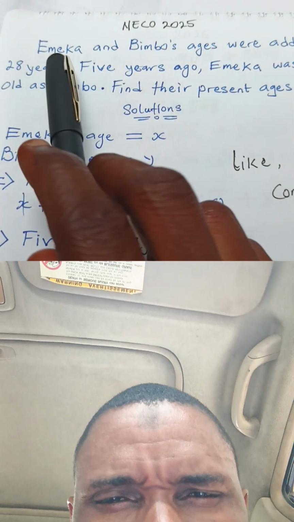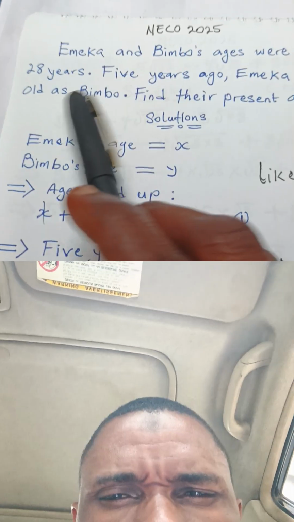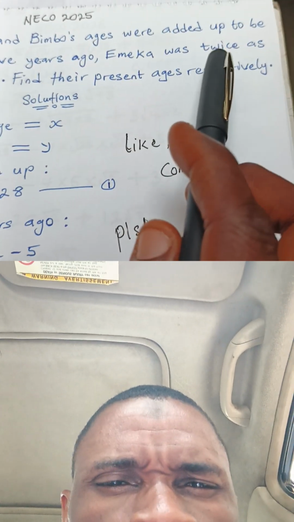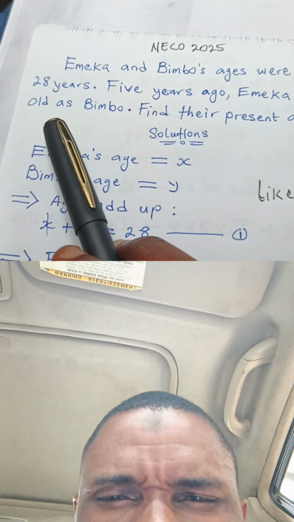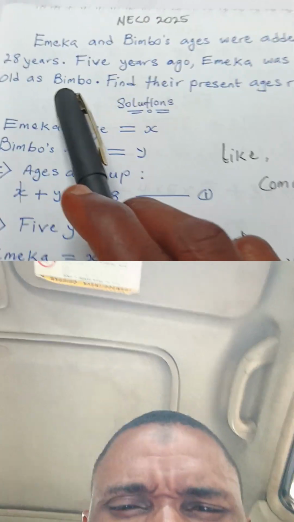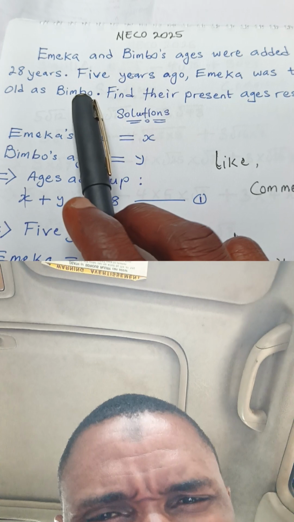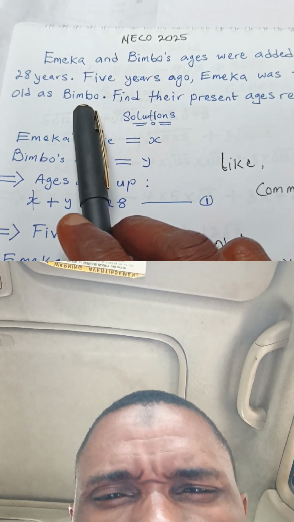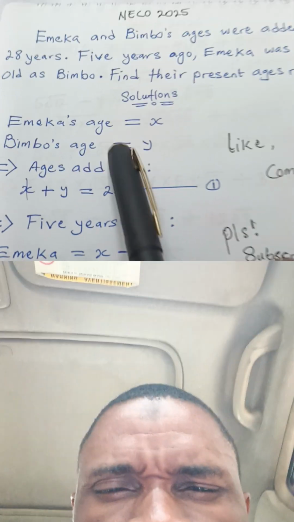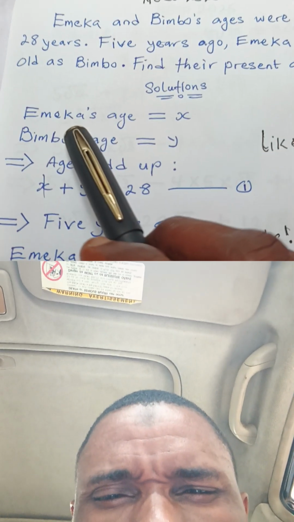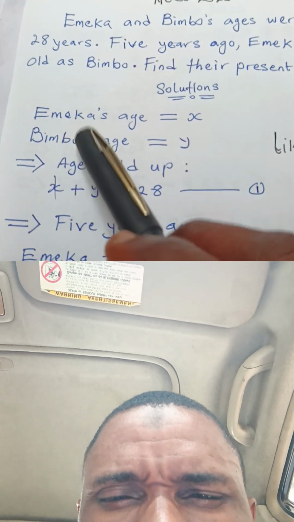Now, their ages, if added up, will give us 28. Then 5 years ago, Emeka was twice as old as what? Bimbo. That is, 5 years ago, Emeka was senior to Bimbo 2 times. I just placed that one in pidgin anyway. Now, let's go straight to the solution.